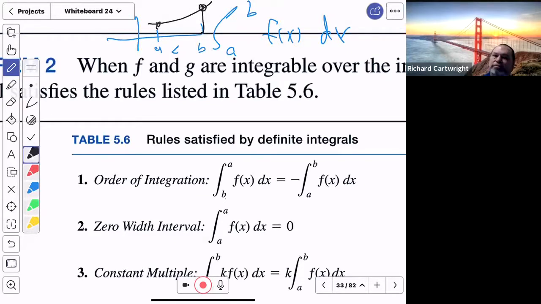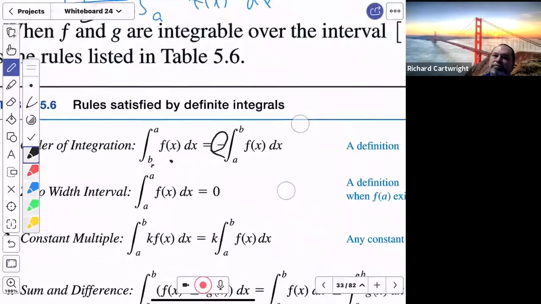But if for some reason you switch it up and I want to go from b to a, in the other direction, it changes the sign of the answer. Okay? I can prove it to you here.